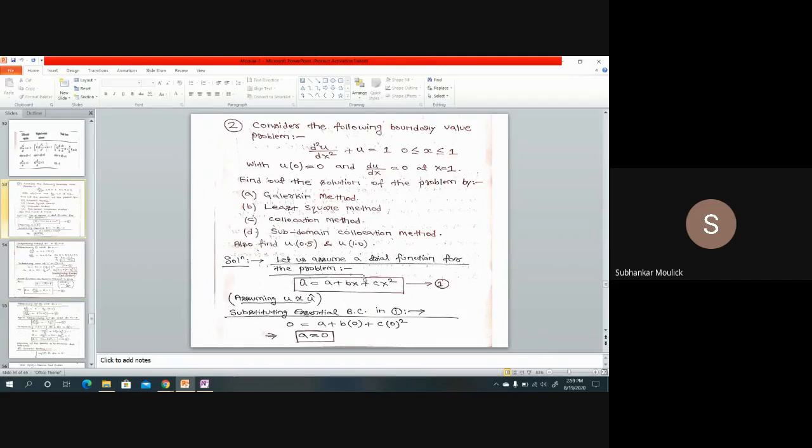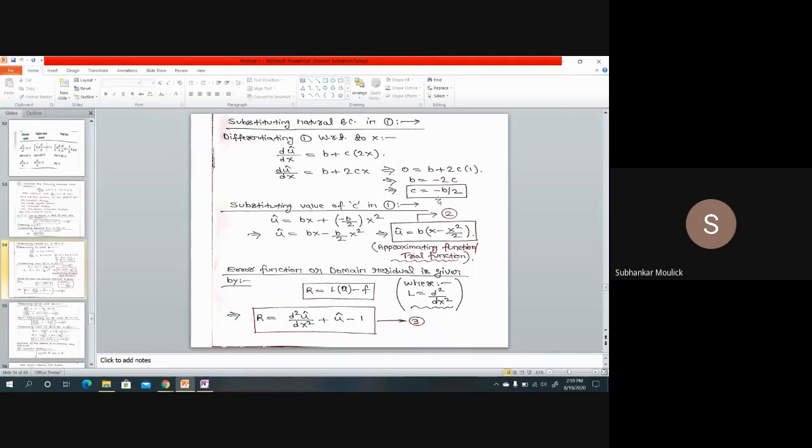That means from this assumed trial function, you got the value of a, which is 0, by the use of the essential boundary condition. Then you differentiate it 1 time. Then you use the natural boundary condition. You get the value of c in terms of b. c is equal to minus b by 2.